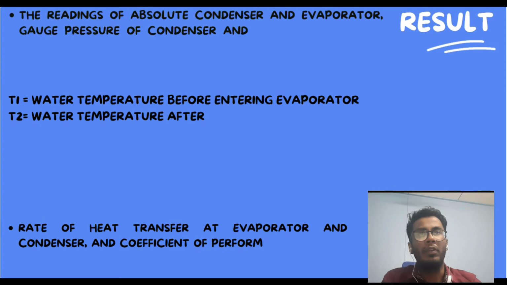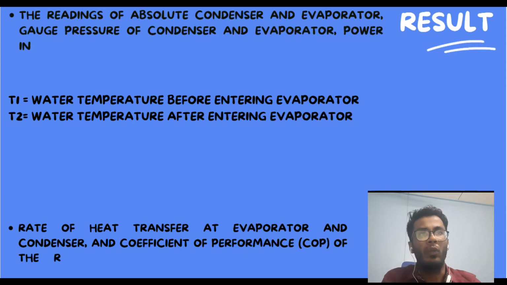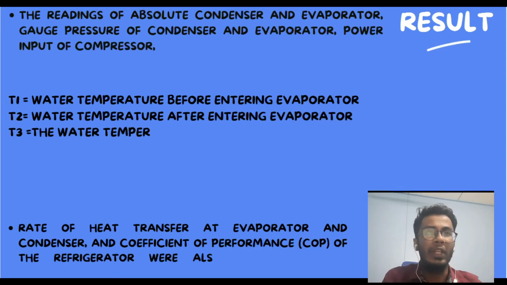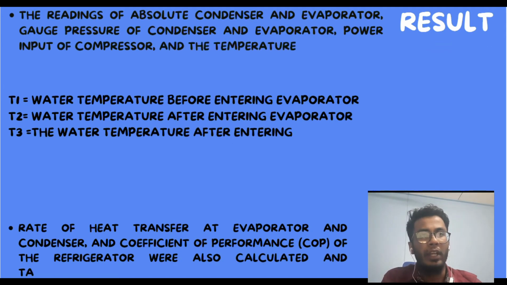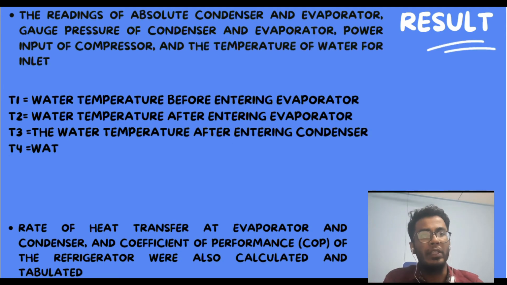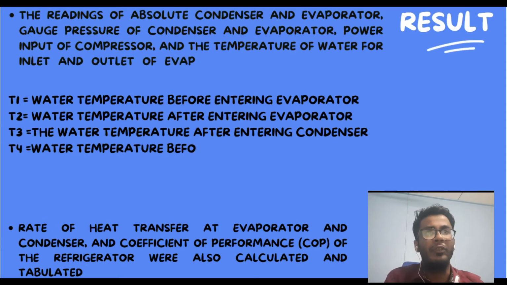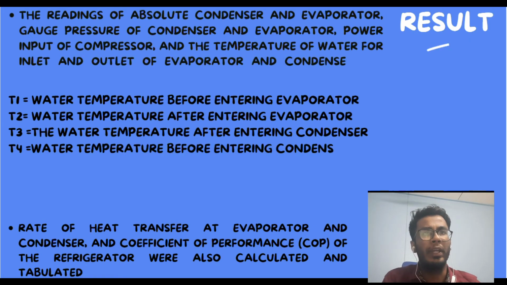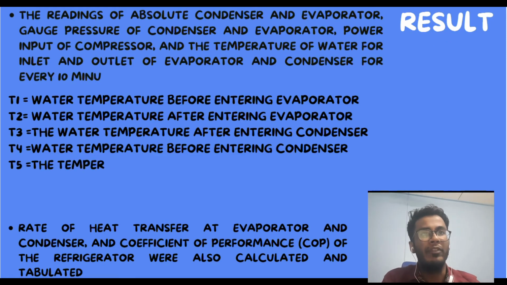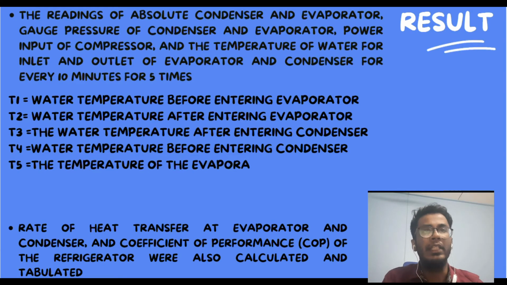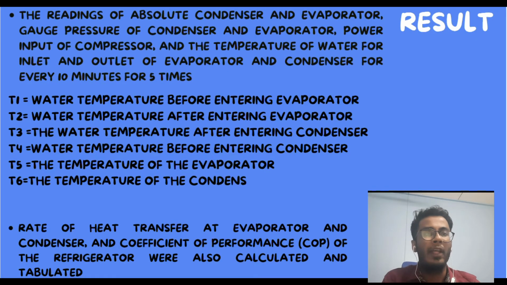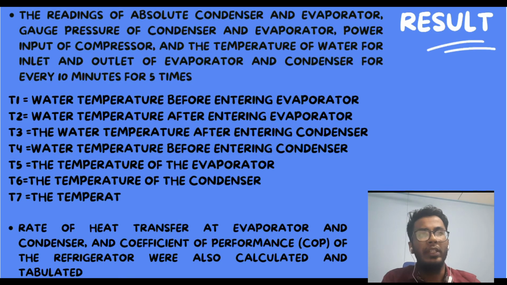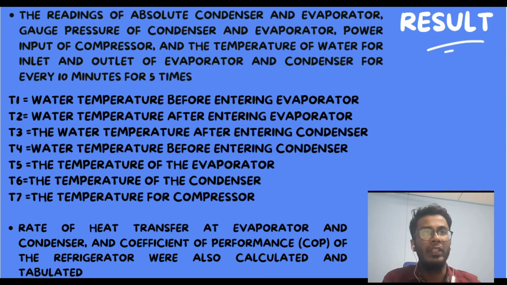The water temperature before entering evaporator was T1 while water temperature after leaving evaporator was T2. The water temperature after leaving condenser was T3 and water temperature before entering the condenser was T4. The temperature of the evaporator was indicated as T5 whereas for condenser it was T6. The final temperature T7 was the temperature for the compressor. Rate of heat transfer at evaporator and condenser and also the coefficient of performance, COP, of the refrigerator were also calculated and tabulated in the table given.